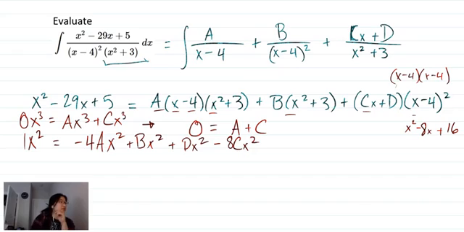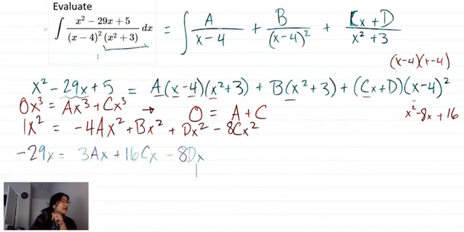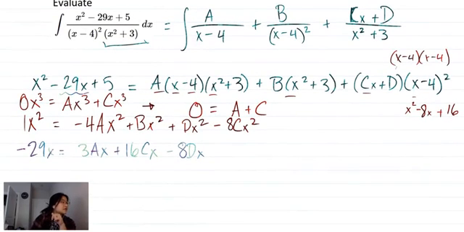Okay, and then we also have, and I guess we should change colors just because it might get confusing, negative 29x right there. And then how many other x's do we have? There's 3A x's. There's no Bx's. There's 16Cx's. And then there's negative 8Dx's. And then last but not least, we have our constant terms, where we have a 5 from here.